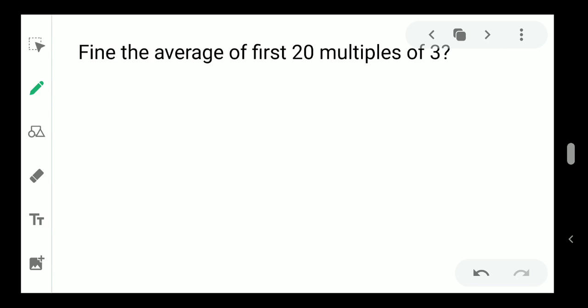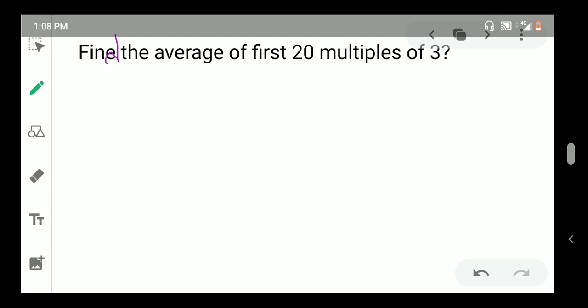Moving to the next question. This kind of question, another one I have given you: find out the average of the integers from 1 to 100, or the first 100 integers. That is also a very tricky question, but I'm showing this one. Okay, the method is the same.